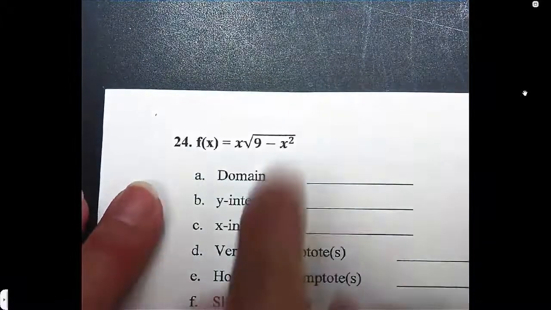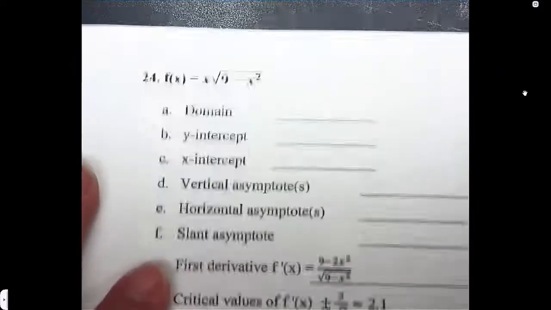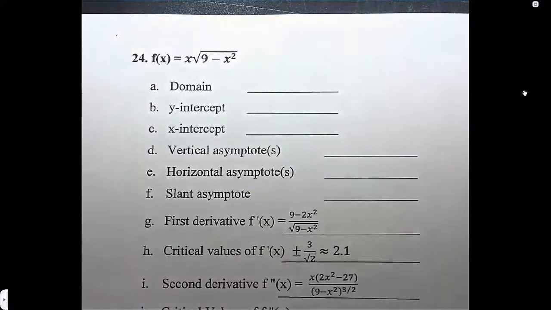First one that I have, Jordan, is very similar to the one that you just asked me, number 24. Yours had a linear expression under the radical. Mine has a quadratic expression under the radical. What's the domain of that expression? X is equal to positive or negative 3.